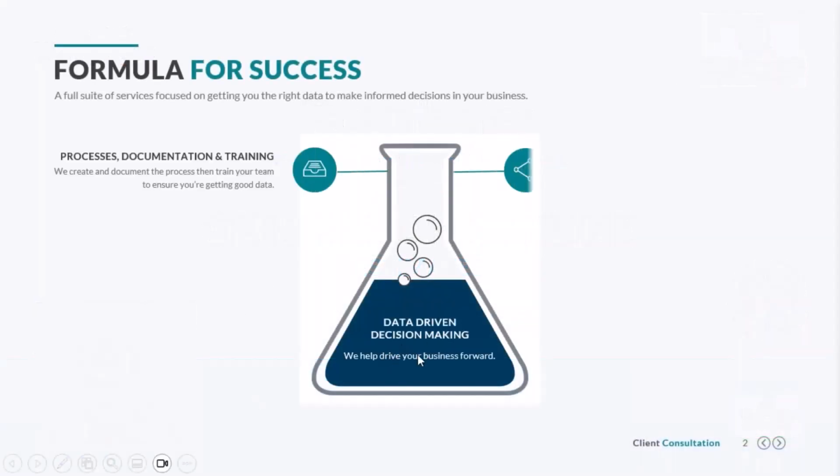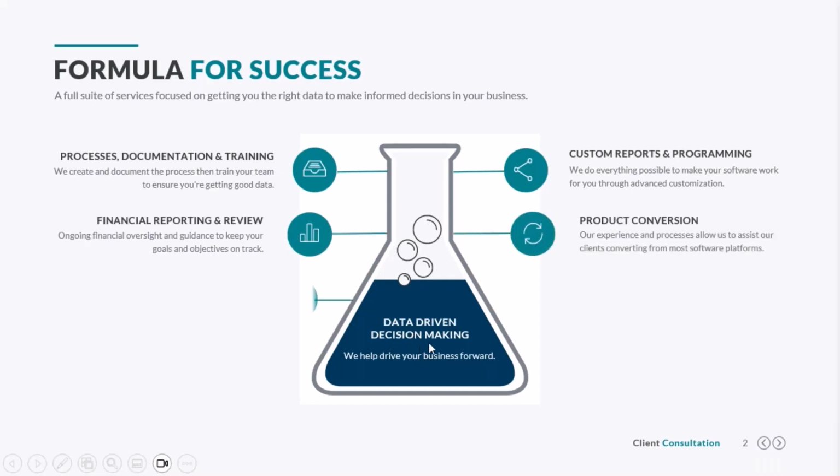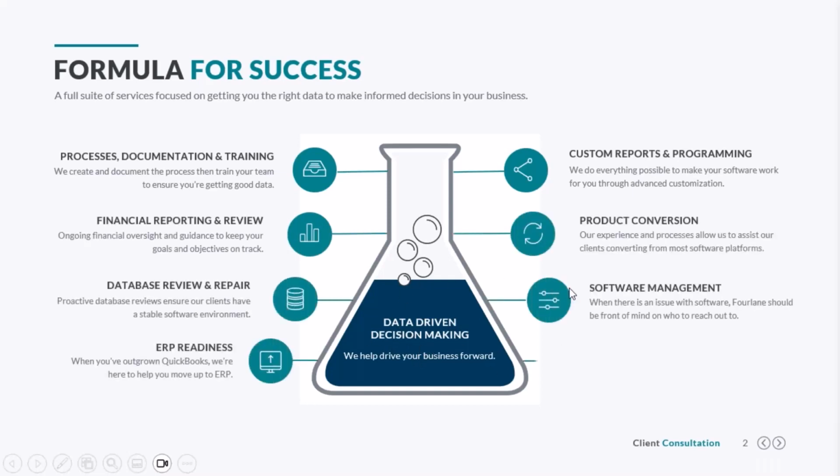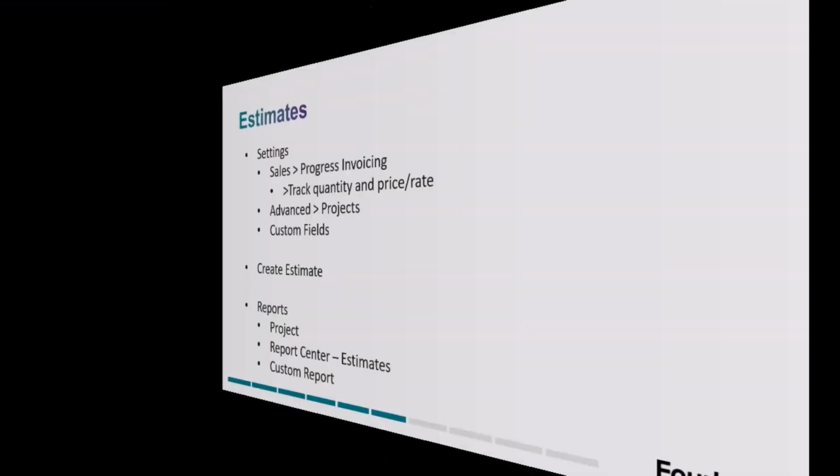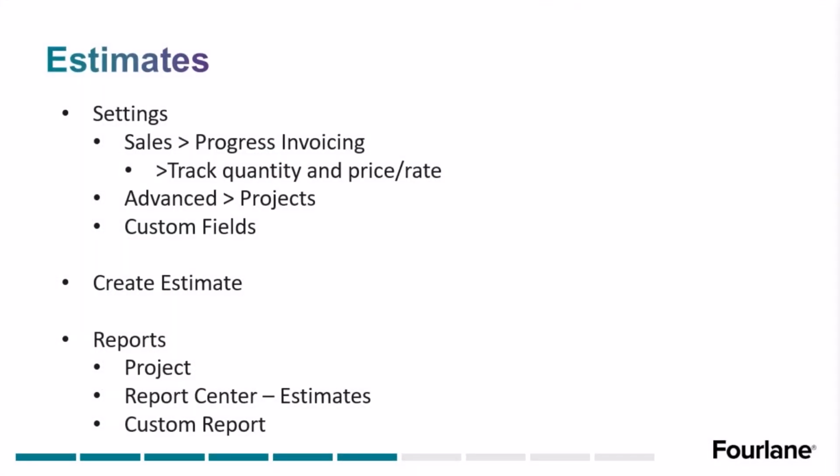Our goal is to get data to make decisions. That's what we want to help people do. Set your system up to get data to make decisions. So we're going to be going through estimates today. We're going to talk about settings that we need to enable. We're going to create an estimate in two different ways, and then we'll talk about the reporting that is available around estimates and things that you might want to consider exporting and utilizing outside of QuickBooks.